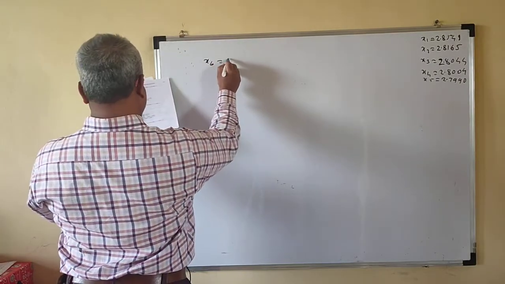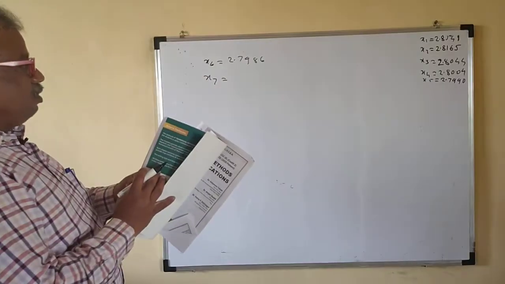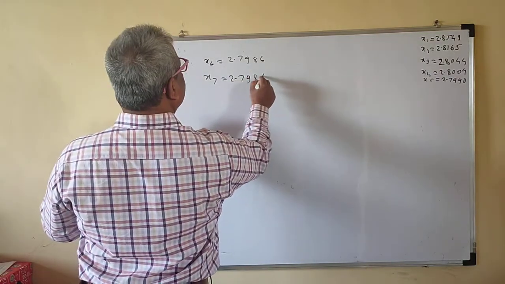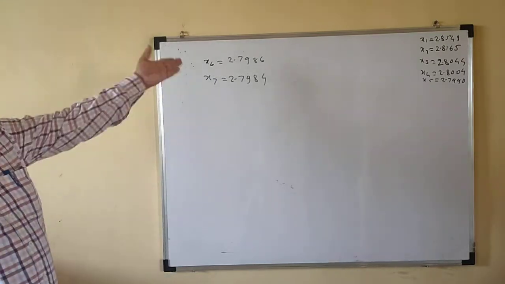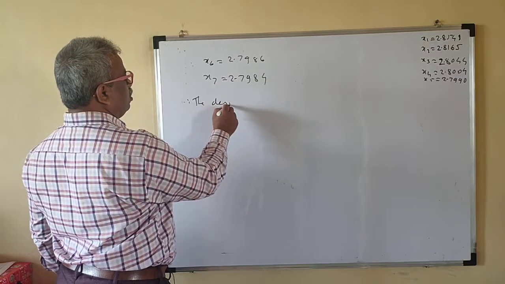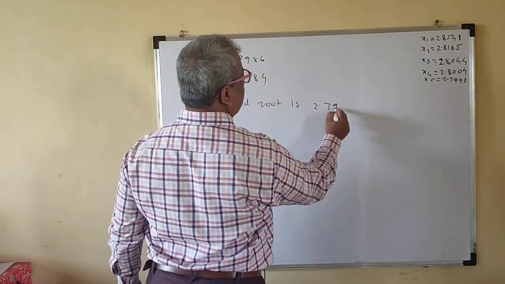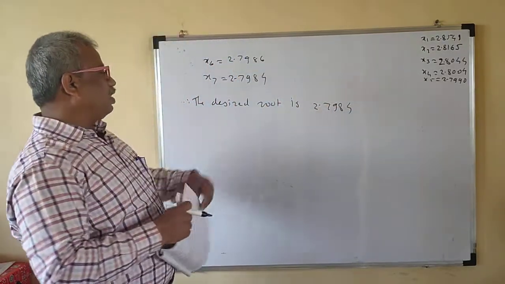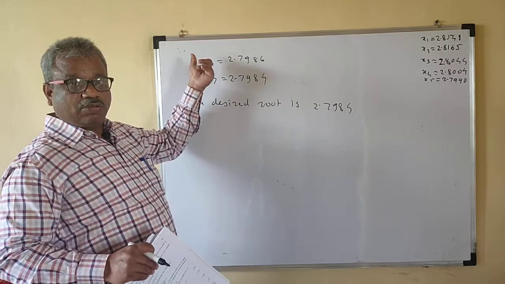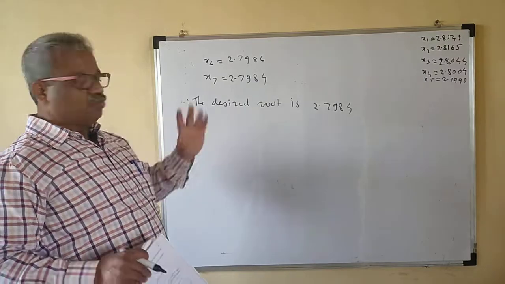Your x6 is 2.7986. Then your x7, you have to do this iteration. x7 is 2.7984 now. Okay. So in the next 2 iterations you will get it correct up to 3 decimal places. So therefore the desired root is 2.7984. Now see, up to 3 decimal places we get this one. Consecutive 2 approximate roots are correct up to 3 decimal places. Then stop your iteration. Okay. So this will be the value.